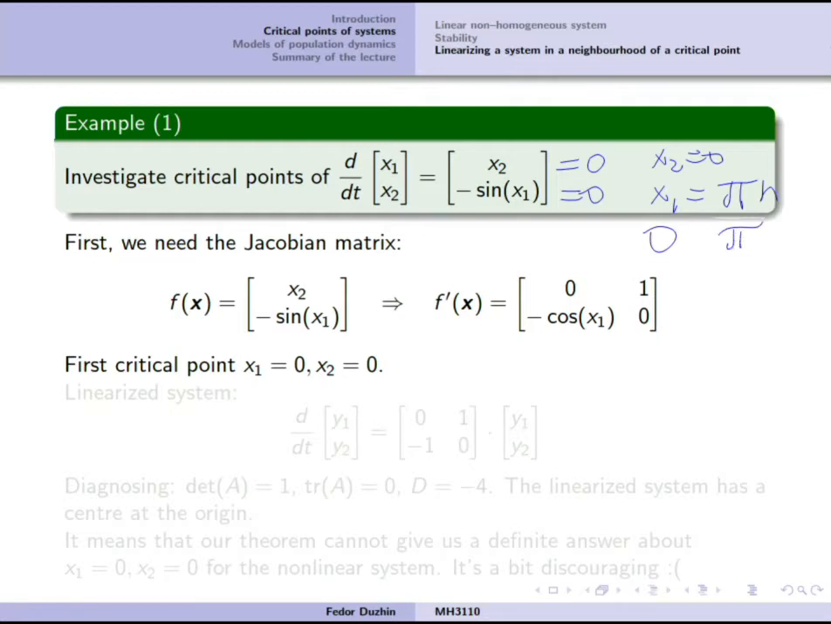Which means we have two critical points. One of them is (0, 0), and the second is (pi, 0). Then there will be (2 pi, 0), (3 pi, 0), (2017 pi, 0), and so on. But any other one is going to be either of these two types, depending on the parity of the coefficient at pi. So let us consider (0, 0) first.